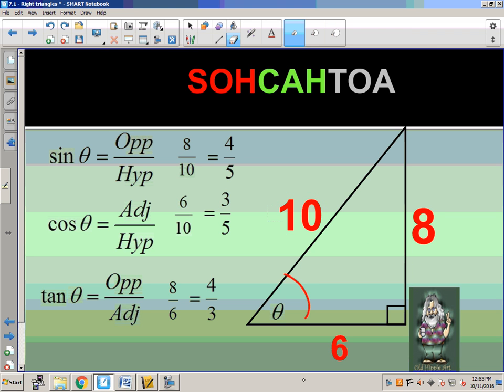Cosine is adjacent over hypotenuse, that's the CAH in SOHCAHTOA. Adjacent over hypotenuse, in this case, adjacent would be 6. That's the side that's next to the angle, but not the hypotenuse. And then over the hypotenuse, so 6 over 10 gives us 3/5. For this triangle and that angle, tangent is going to be 8/6 or 4/3. Tangent is the opposite over the adjacent.